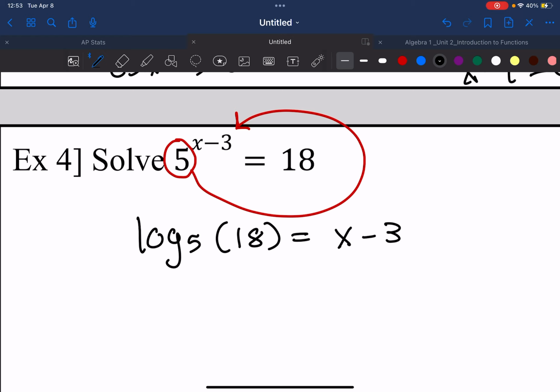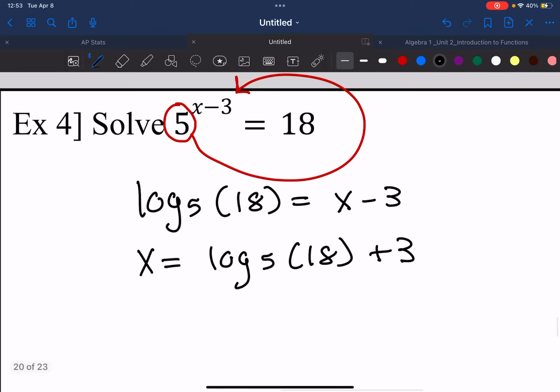Well, log base 5 of 18 is just a number, and I'm trying to solve for x. So I can just add 3 to the other side, so x is equal to log base 5 of 18 plus 3. And if I wanted to get the approximation of that, I would plug this into my calculator, and that would give me x is approximately 4.796.